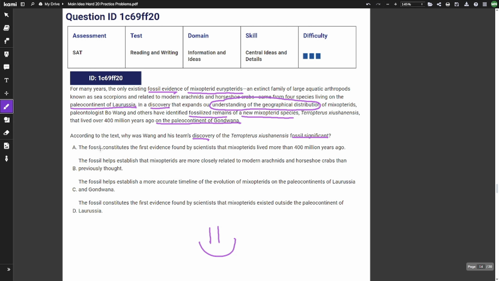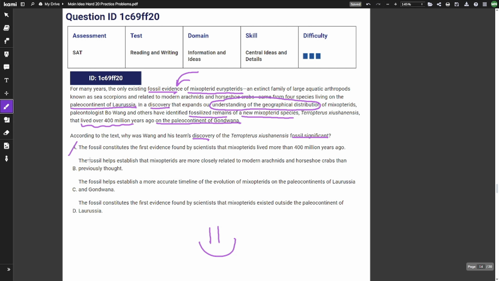A. The fossil constitutes the first evidence found by scientists that Mixoterids lived more than 400 million years ago. Now, here it does say that they did live over 400 million years ago, but that was with our second piece of evidence. Alright, we don't know when this very first one was found. Plus, once again, it's significant because it expands our understanding of geographical distribution. We don't care about like the age or whatever. So it's not gonna be A.